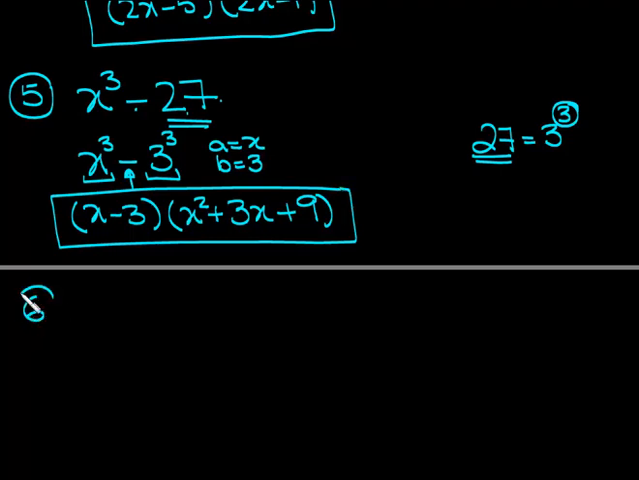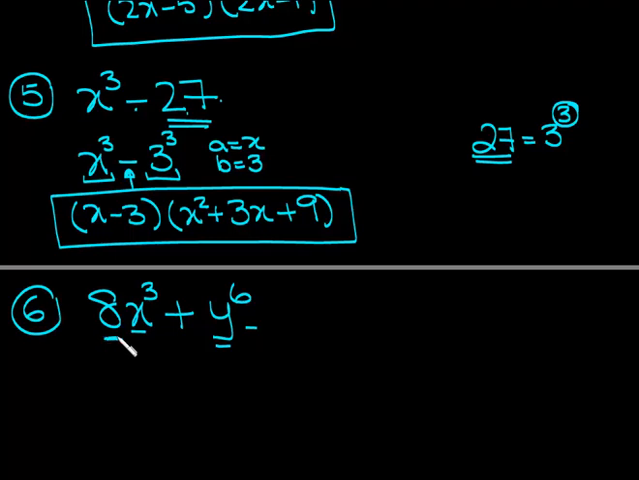One last and final example. Let's say if I give you something like this: 8x cubed plus y to the 6. Okay, so nothing in common. You can clearly see that there's x's here, there's no x's here, there's y here, there's no y here, there's a number here, there's no number here. So there's no greatest common factor.